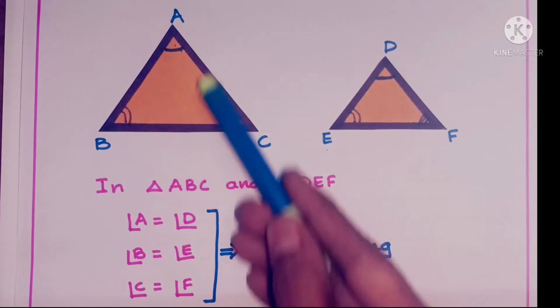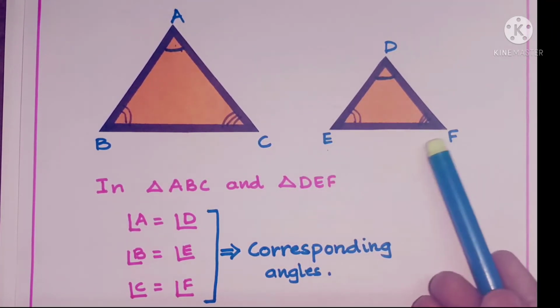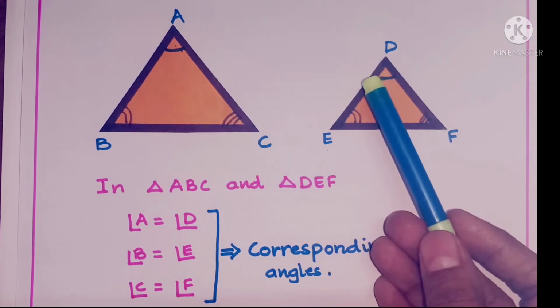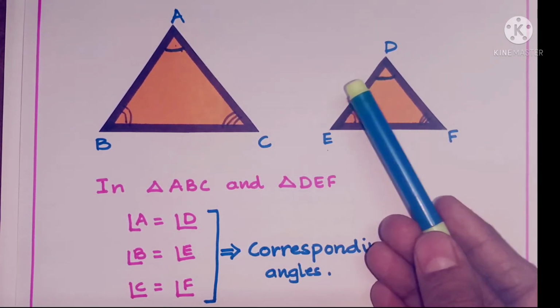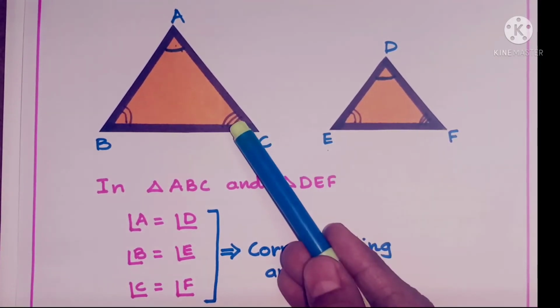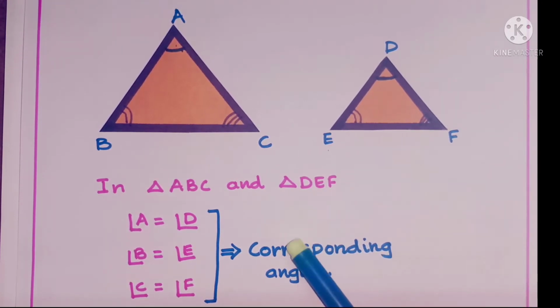In triangle ABC and triangle DEF, we can say that angle A is equal to angle D. You have just now seen it. Angle B is equal to angle E and angle C is equal to angle F. So we can say that corresponding angles are equal. This is the meaning of corresponding angles and how we show that they are equal.